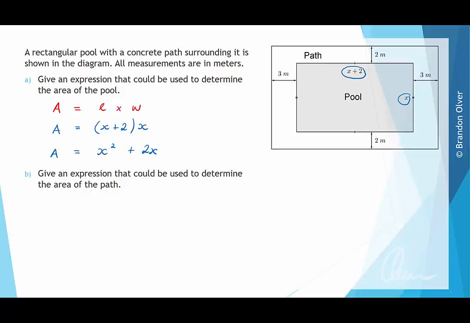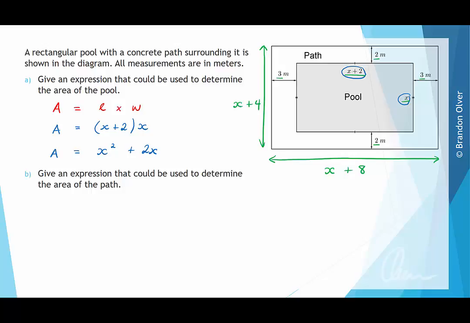So what we need to do first is work out what the length and the width of the larger rectangle are. So this here is the length of the larger rectangle, and it is equal to the x plus 2 plus 3 plus 3. Therefore, in total, we have x plus 8 as being the length of this rectangle. The width then is this length here, and it is x plus 2 plus 2, which gives x plus 4 as its total length.